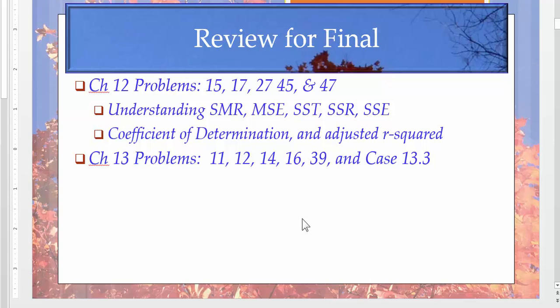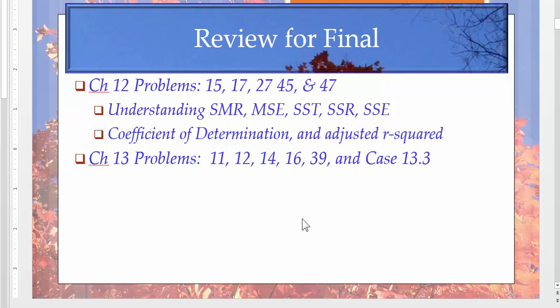And then from Chapter 12, we've got these problems here. Now in Chapter 12, we got into a little bit more with the ANOVA table, but understanding the sum of squares and sum of square error and all of that, just kind of having a really good grasp of how that ANOVA table works and what those numbers tell us. As well, there was the coefficient of determination, adjusted R-squared, and a few other goodness of fit measures that you could just listen to the goodness of fit video again for a little review of that.